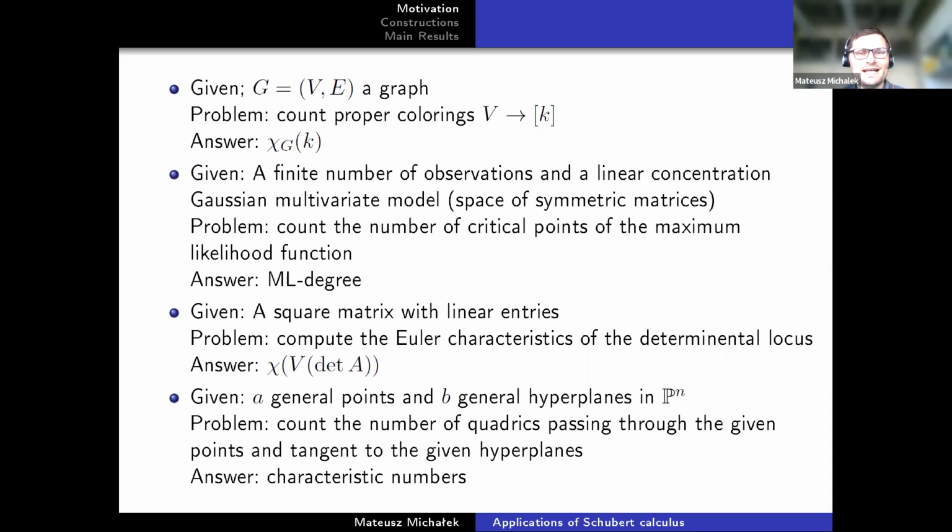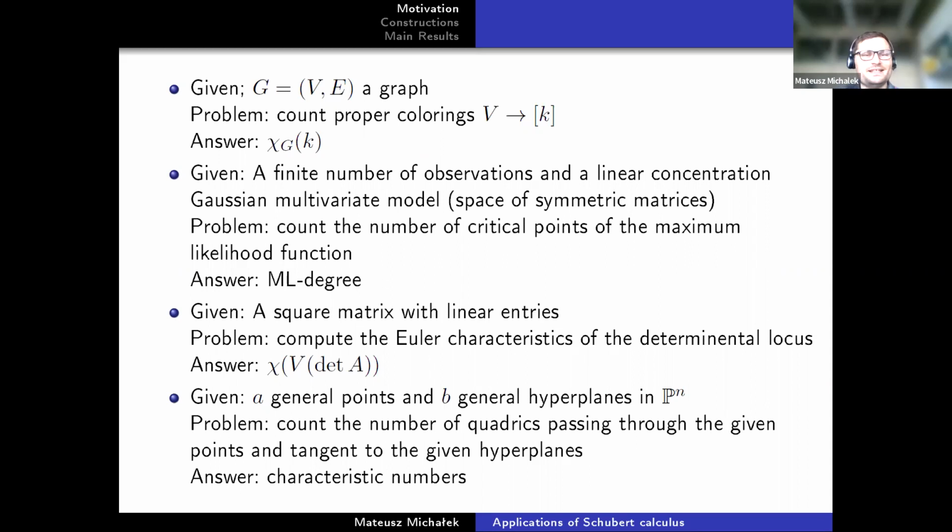And hence, to answer the problem, we can just give a sequence of integers for a given graph G, and the sequence of integers will tell us how many colorings of the graph there are. Okay, so this was combinatorics. Now let's do statistics.